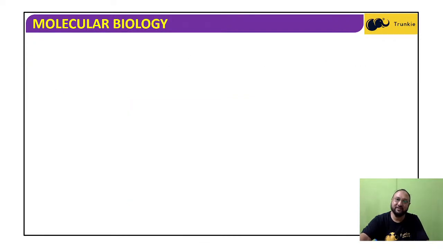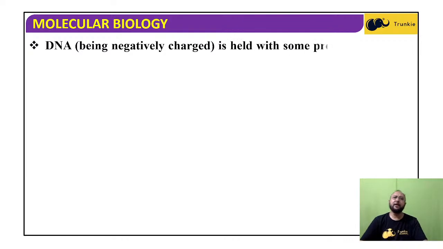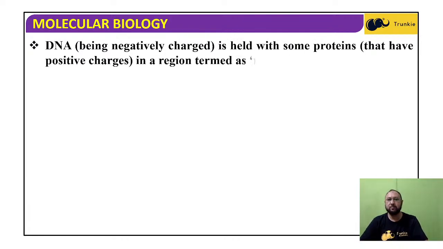In prokaryotic cells, DNA, being negatively charged, is held with some proteins that have positive charge, in a region termed the nucleoid. In the cytoplasm of this bacterial cell, there is some accumulation of DNA in the central region, because the positively charged proteins interact with the negatively charged DNA. That region is termed the nucleoid.